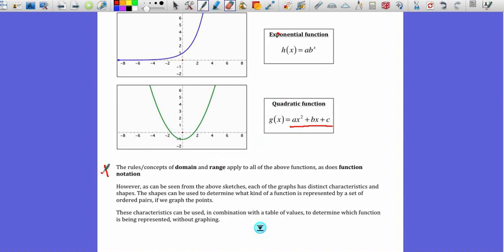So first and foremost, since all three of these are functions, be aware that the notions of domain and range apply to all of them, and so does function notation, because all of these, as mentioned, are functions. What we are going to do, though, is look carefully at the shapes of each of the functions, and that's going to allow us to determine, given a set of points, which graph we're referring to. Okay, and so we're going to go straight into it.